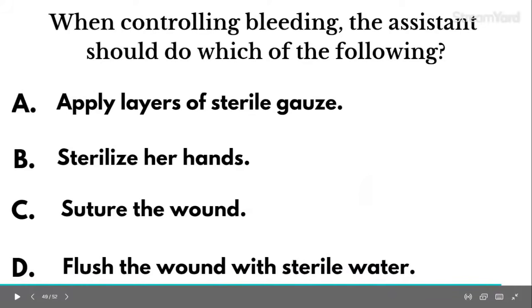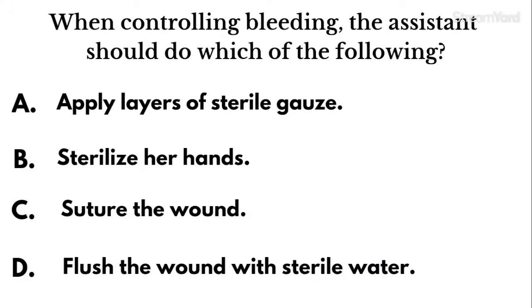When controlling bleeding, so you're performing first aid, right? What should you do? Apply layers of sterile gauze, sterilize your hands, suture the wound, or flush the wound with sterile water. So the assistant is trying to control bleeding, doing first aid. Should she apply layers of sterile gauze? Should she sterilize her hands, suture the wound, or flush the wound with sterile water? Okay, looks like everybody agrees that it's A.